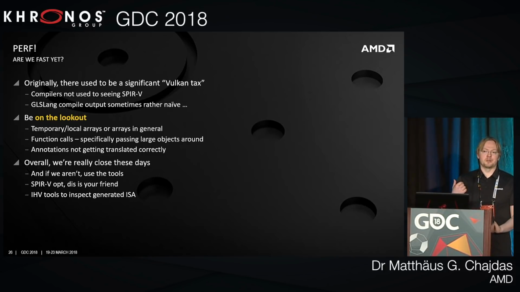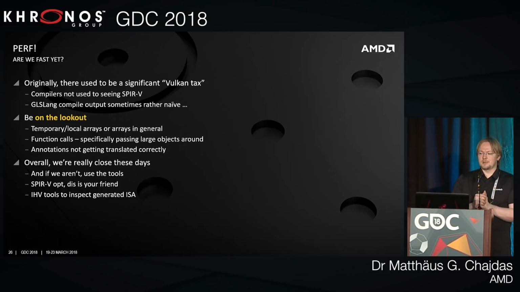And also you have to be on the lookout when sometimes annotations don't get translated correctly. So you pass in, like, unroll, and then after you have mangled it through 3 different compilers and 4 different optimizers, your unroll might not have made it through to the final SPIR-V. That's something you should be on the lookout for. But overall, I would say we are very, very close. If the SPIR-V is really slower, then you try the tools, and you just try as many SPIR-V opt options until it becomes fast enough.